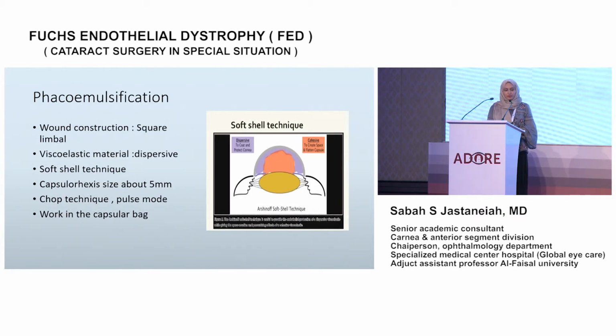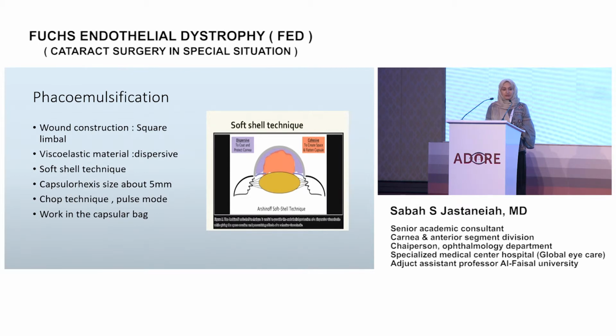So in phacoemulsification, a few tips. The first tip, which is very important in all kinds of surgery, is the proper wound construction, as Dr. Wala mentioned on our first day. A square limbal wound or a super square limbal wound is very important, so you can have a trauma-less phacoemulsification. Then the viscoelastic use: the dispersive, the soft shell technique, or at least use dispersive viscoelastic.